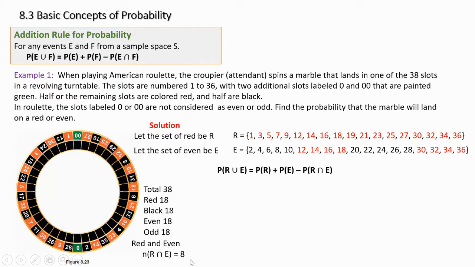Red and even, right? Red and even, the number. Okay, we're looking for this right here. Red and even, right, for the intersect. It's going to be 8. Why is it 8? We're looking for this part first. Because red and even have 8 in common.